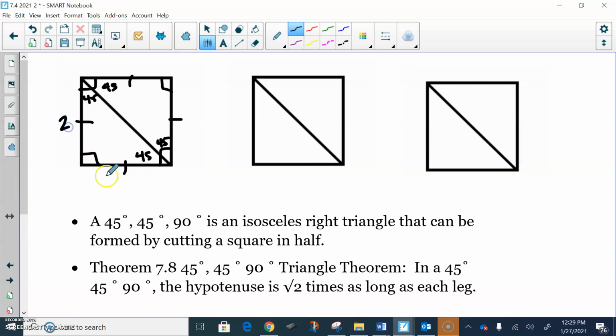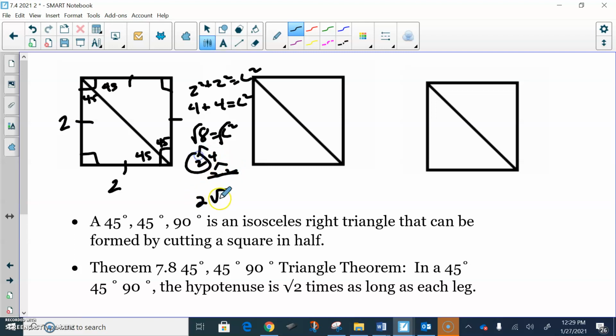So let's just say the side lengths are 2 units. Using the Pythagorean theorem, we have 2 squared plus 2 squared equals c squared. We have 4 plus 4 equals c squared, 8 equals c squared. Let's simplify that radical. That's 2 times 4, 2 times 2. We have a pair of 2's, bring it out. We have a 2 left over, it goes inside. So we find the length of the diagonal, or the hypotenuse of our 45-45-90 triangle, is 2 root 2.